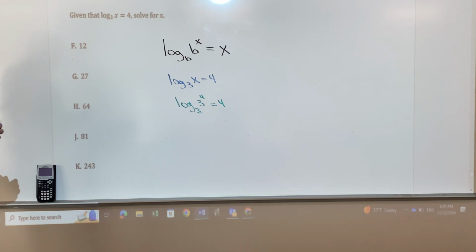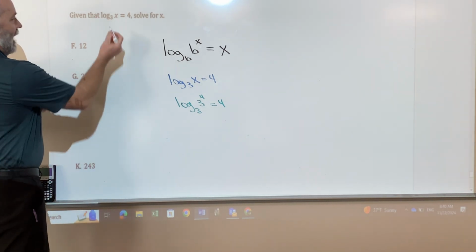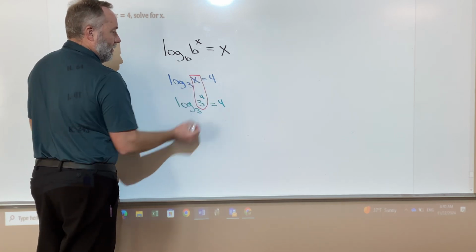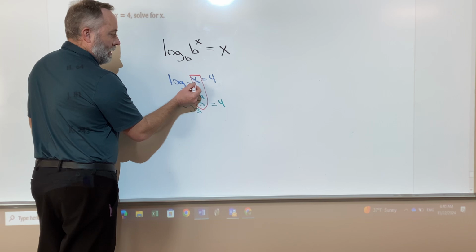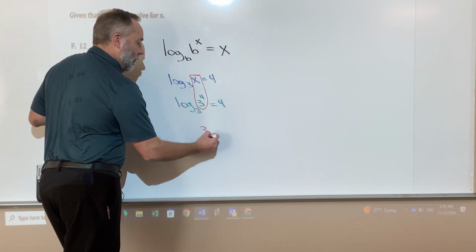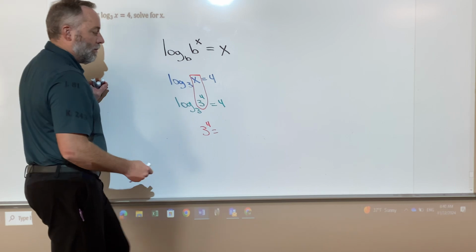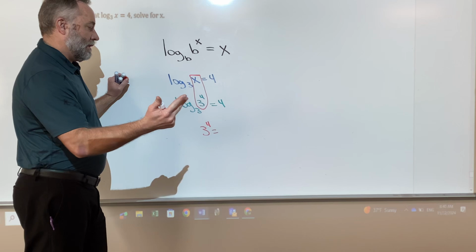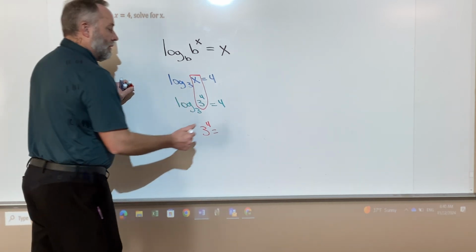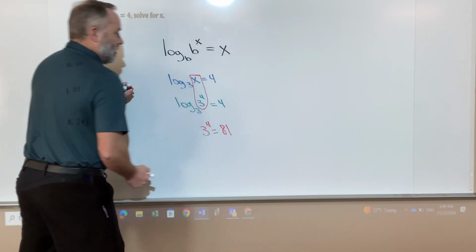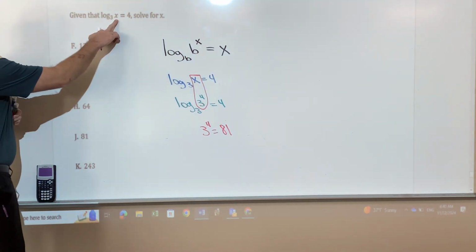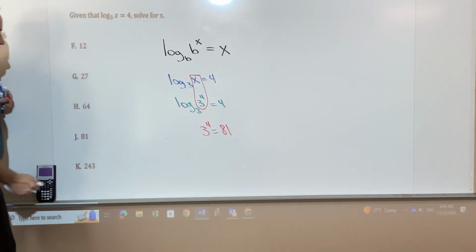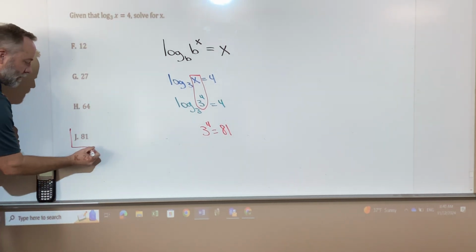All right? And so what we're being asked to do is solve for this value x right here. And so this just tells us that what's in x's spot is 3 to the 4th power. And 3 to the 4th power, you could use a calculator, where 3 times 3 is 9, 9 times 3 is 27, 27 times 3 is 81. So the value we need for the argument in order for log base 3 of that value to equal 4 is 81, and we find that in selection J.